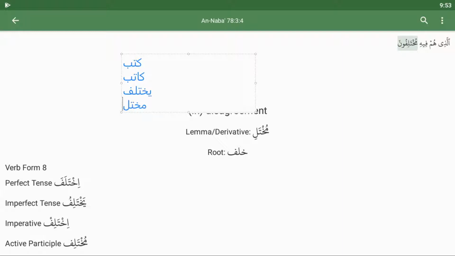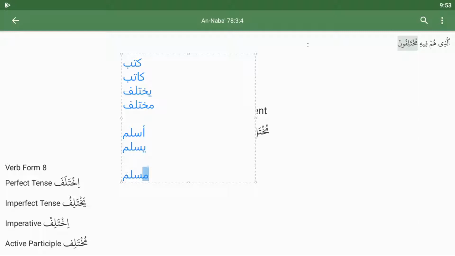Mukhtalif. Like for example, you have form 4, aslama yuslimu. Then the one who accepts Islam is called Muslim. We add a mu to the fi'l mudari'. Very easy. We take yuslimu and change the ya to a meem: Muslim. That's how it became Muslim.